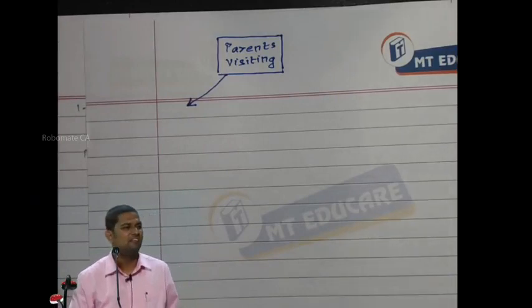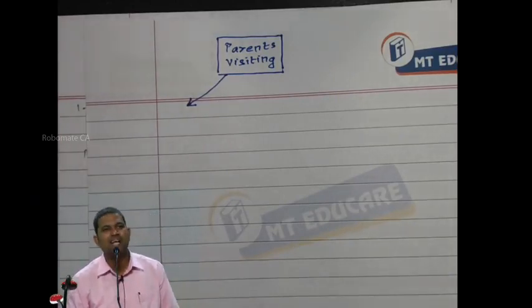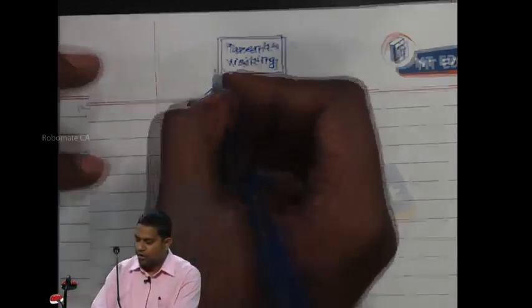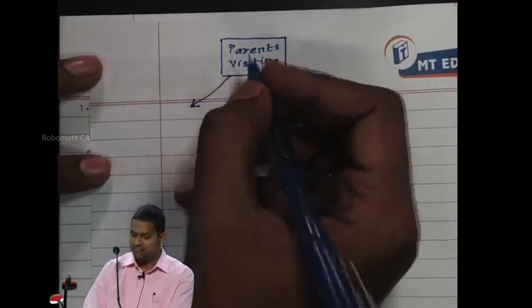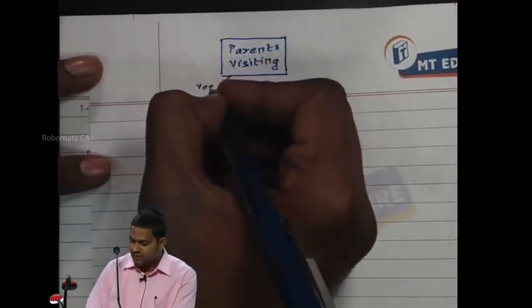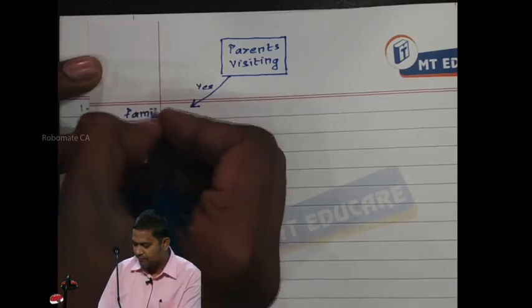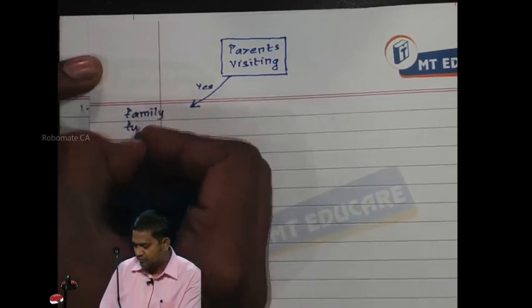See, in a family function, we never like to go alone. What will I do there alone? It will be tiring, I'll get bored. If the family is coming along, then it is different. So if this is yes, then along with the family, he will be attending some family function.